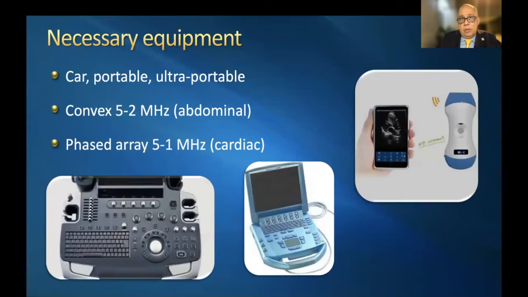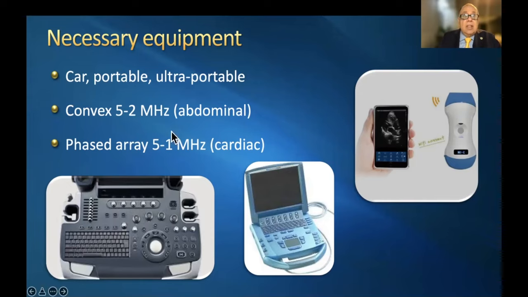This is the necessary equipment to perform this ultrasound assessment. We can use different types of ultrasound machines: robust car-based equipment, portable systems, or even ultra-portable systems like this one here. This machine has two transducers, a linear transducer on one side and a convex transducer on the other, and the communication can be done with a wire or wirelessly, using Wi-Fi between the machine and the smartphone or tablet.